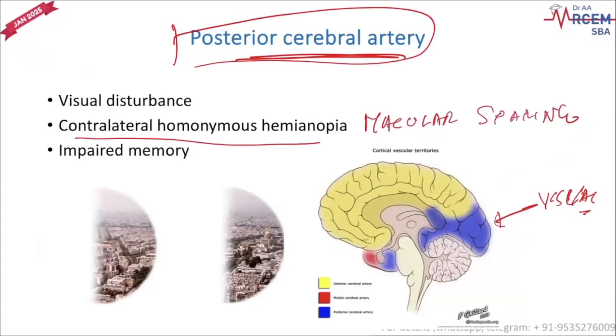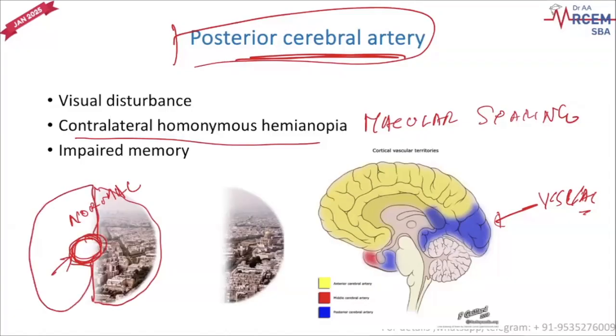Why is macular sparing present? Macular sparing means the central vision will be normal. Why does this patient have central vision? Along with this contralateral hemianopsia, this much vision will be fine. Along with the central vision, the opposite side also will be fine. So central vision, there will be no loss. Only loss of this, like a donut, half donut loss will be on one side. Another half donut loss will be on the other side.